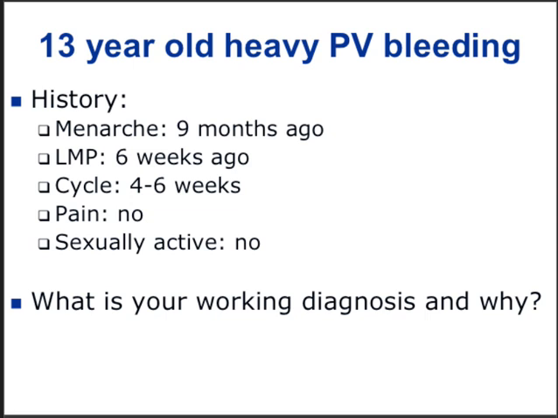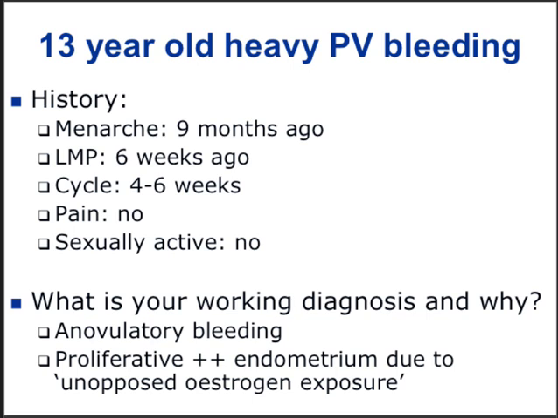This is a typical presentation of an anovulatory bleeding. The ovary is producing estradiol, stimulating the endometrium to grow, to proliferate. However, there is no progesterone action to oppose this effect, so the endometrium continues to grow and sheds in a very irregular fashion. The fact that there is no pain, as we will see later on, points at anovulatory bleeding because of the lack of progesterone and prostaglandin activity. How would you manage this case?